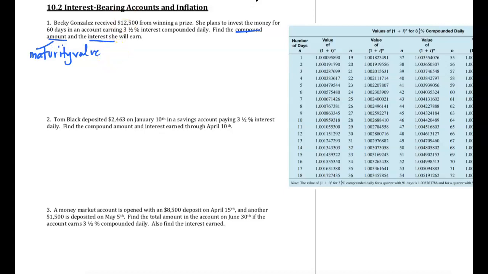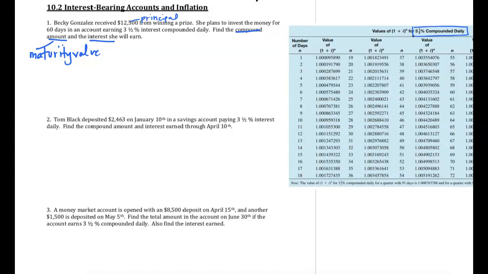Some things that are given to us: she's investing the entire $12,500, so that $12,500 becomes the principal, the amount invested. They also gave us 60 days, and in this section we're going to be working on compounding daily, and it's a new chart. In section 1 we talked about compounding annually or monthly or quarterly, for example. In this case, we're going to have a chart for compounding daily.